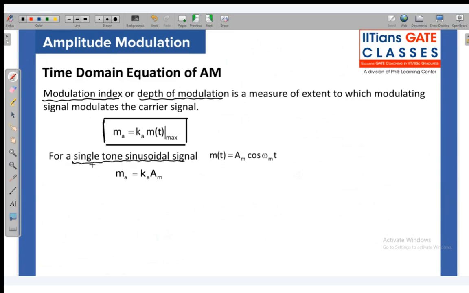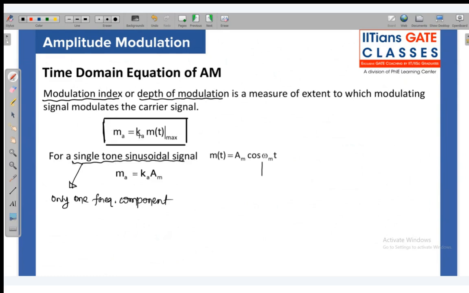Now let us say our message signal is also sinusoidal. What do we mean by sinusoidal? Sinusoidal means AM cos omega mt, and single tone means only one frequency component is present in the message. Single tone means only one frequency, and sinusoidal means cos omega mt.